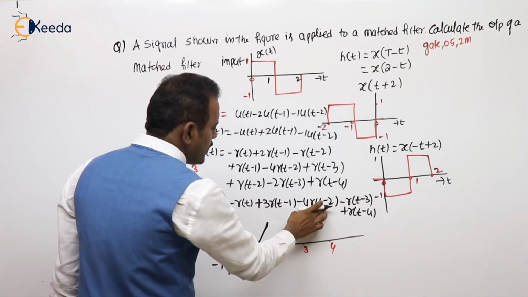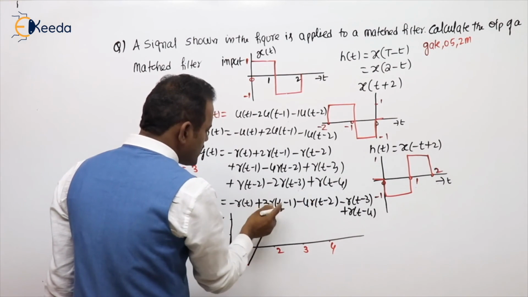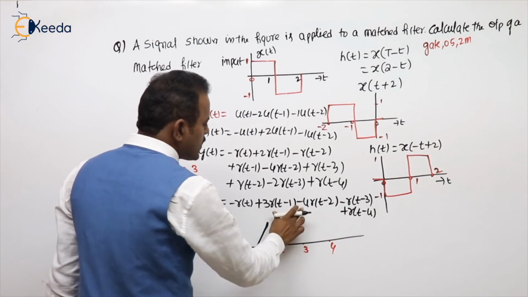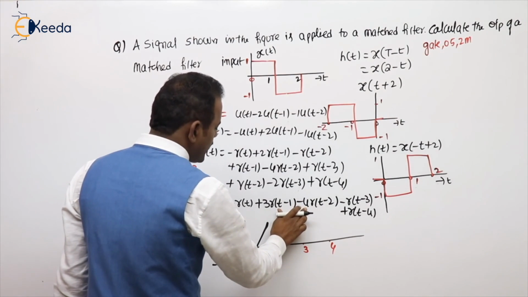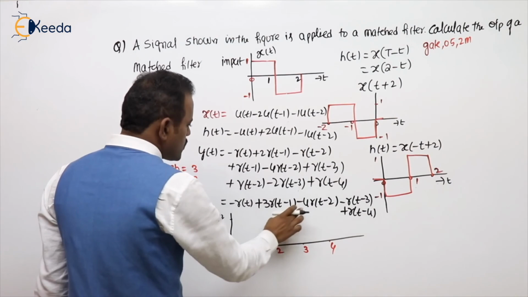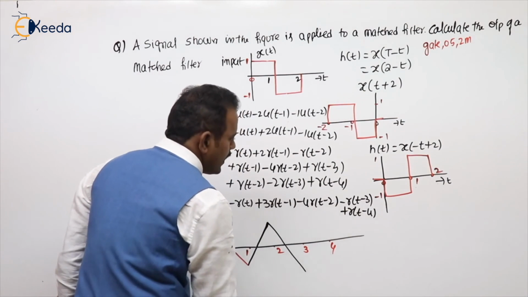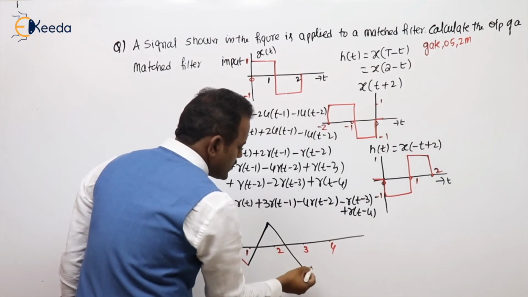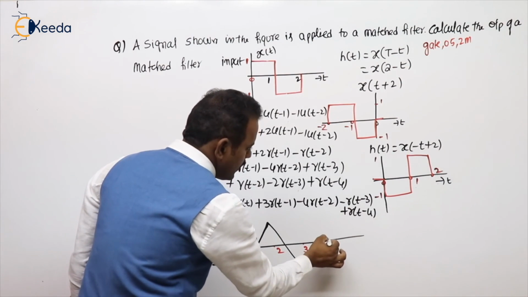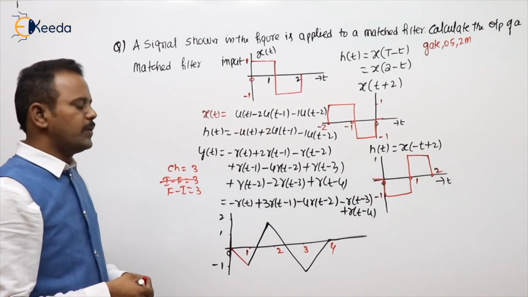Next, what happened at 2? Minus 4 is adding. Are you getting me? So these coefficients will indicate the slopes. What is the final slope change? Slope change is minus 4. Initial means this previous one is 2. So it will become minus 2. So it is decreasing. And then at 3, another minus. So previously minus 2, so it goes to minus 1. And at 4, plus 1 is adding, so it becomes 0.